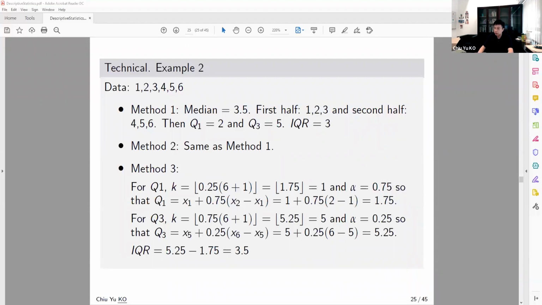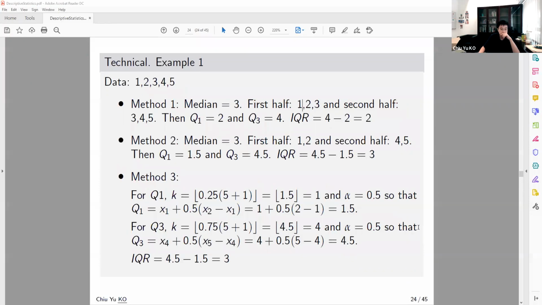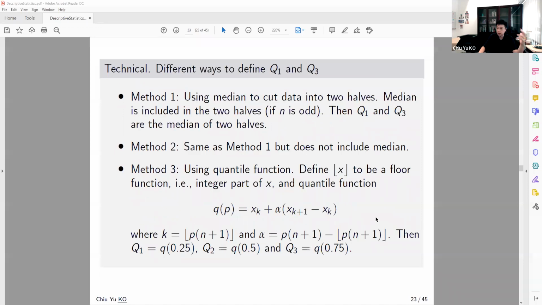Is that okay? If you don't follow, we can repeat a little bit, but I hope that is okay. Good. So let's look at the last one, which I would recommend, and I think we should use this one for our exam or our practice.